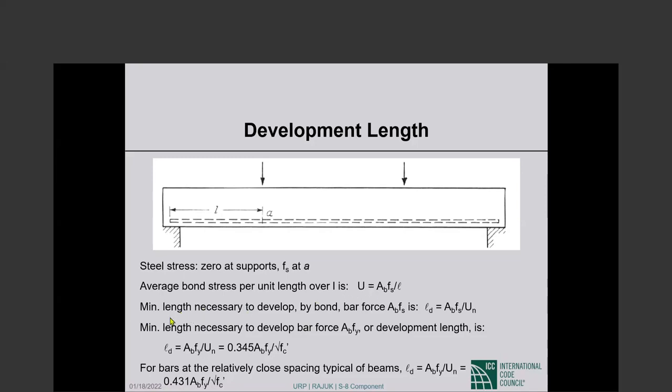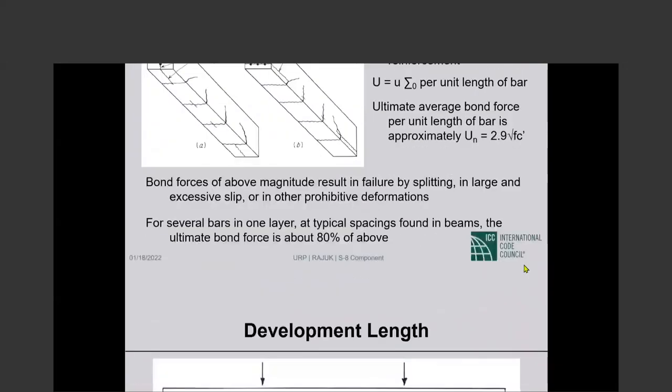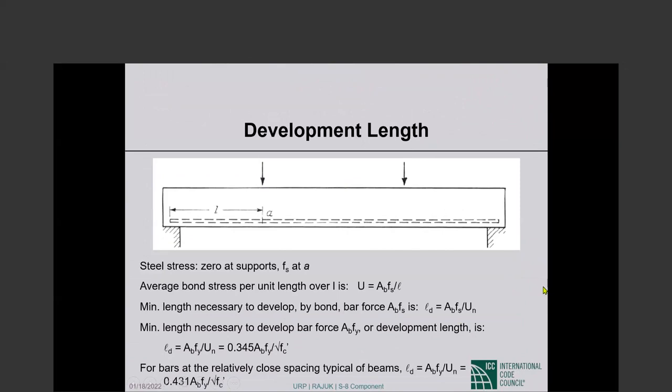Minimum length necessary to develop by bond the bar force A sub b f sub s is A sub b f sub s divided by the ultimate value we saw on the previous picture, the 2.9 square root of f sub c prime. Okay, if that is the ultimate bond per unit length, then minimum length necessary to develop by bond this force is A sub b f sub s divided by the same U sub n.